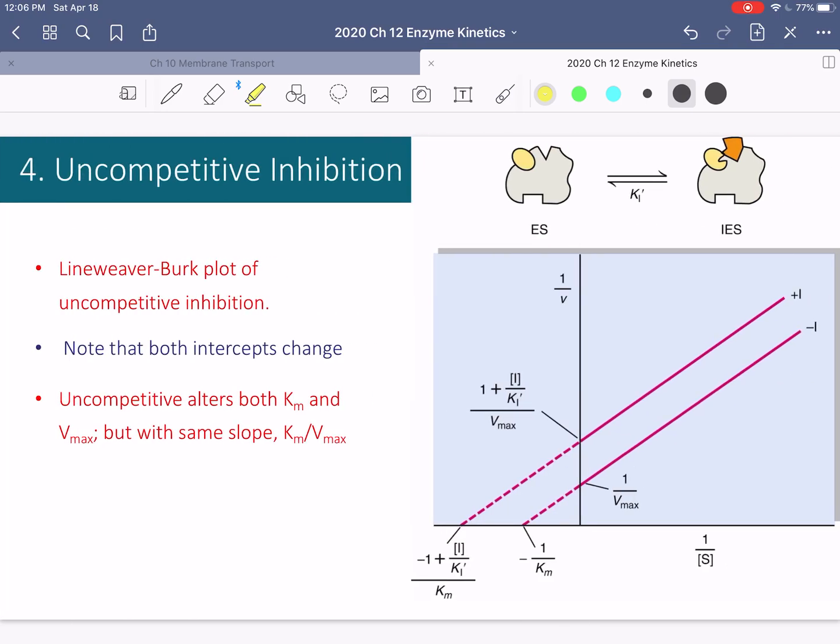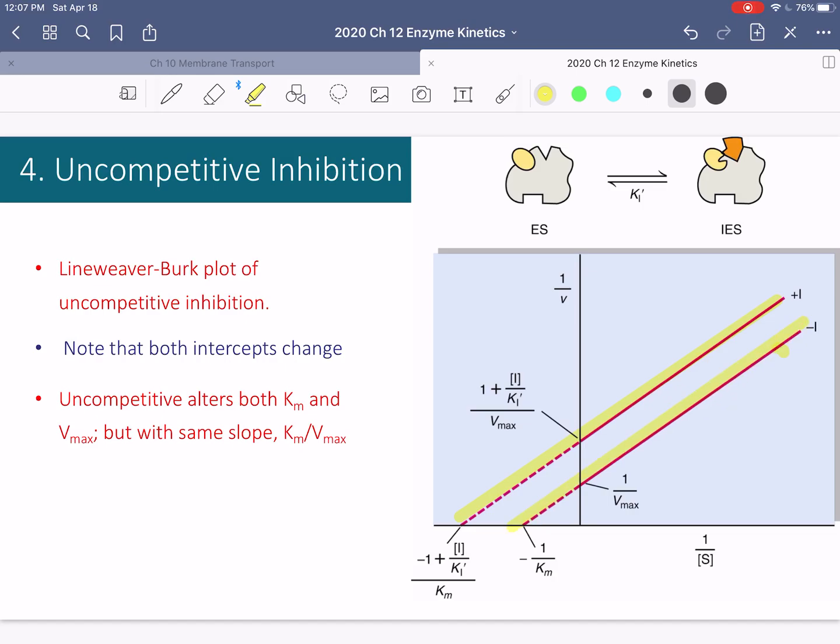Uncompetitive inhibition is different from the other three forms of reversible inhibition in that the slopes of the lines are parallel. This is really where you diagnose whether your reversible inhibitor is uncompetitive or not. You never see parallel slopes like this unless you have uncompetitive inhibition.